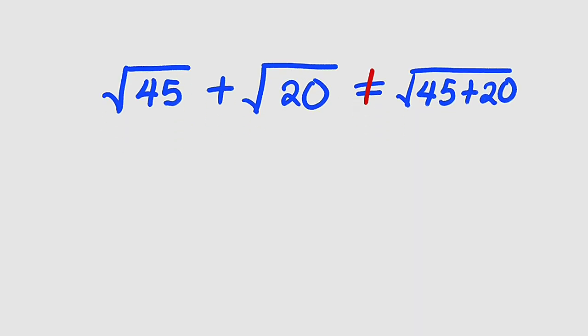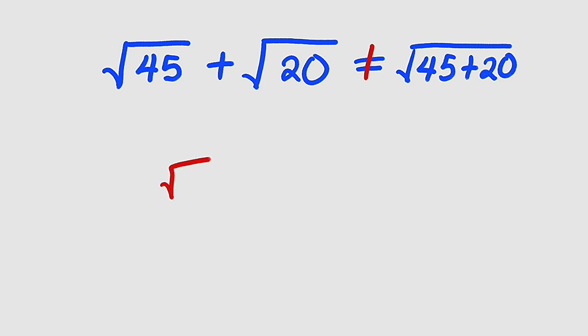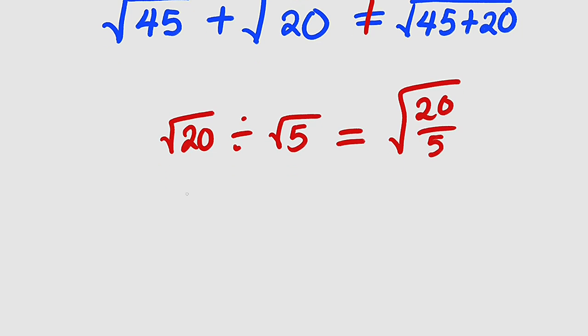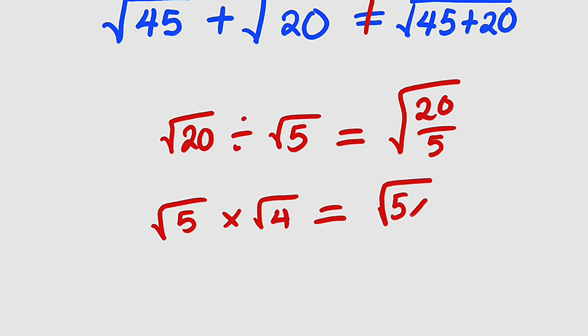But for multiplication or division, you can simply go ahead and do that. For example, if we have root of 20 divided by root of 5, you can confidently write it as root of 20 divided by 5. Or if you have root of 5 multiplied by root of 4, you can confidently write it as root of 5 times 4. But for addition and subtraction, this rule is not applicable.